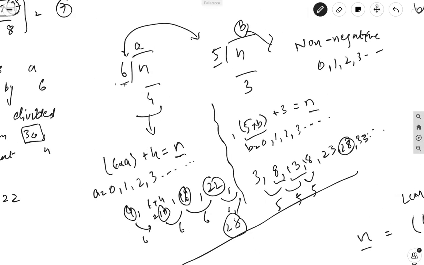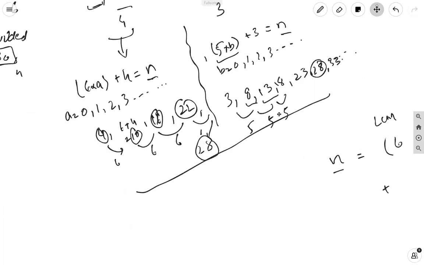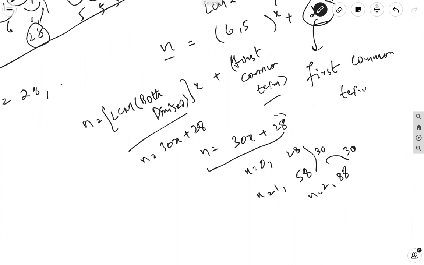Listen, we have divisors 6 and 5. Whatever the next common term is, it must be a multiple of 6 as well as a multiple of 5. That is possible if that multiple is the least common multiple of 6 and 5. If you take the LCM of that, multiply it and add 28, that will be the next value. 28 is the first common term, and this is just the LCM of the divisors times x, where x is a non-negative integer 0, 1, 2, 3, and so on. You can find the terms of n to any length by using this.